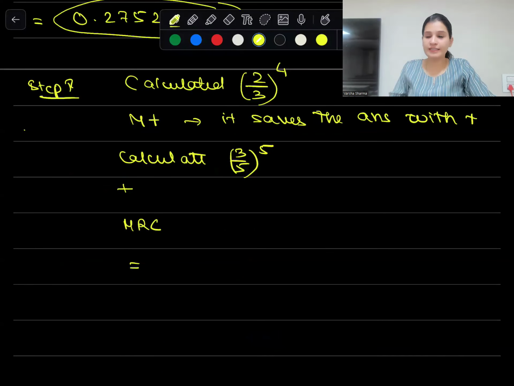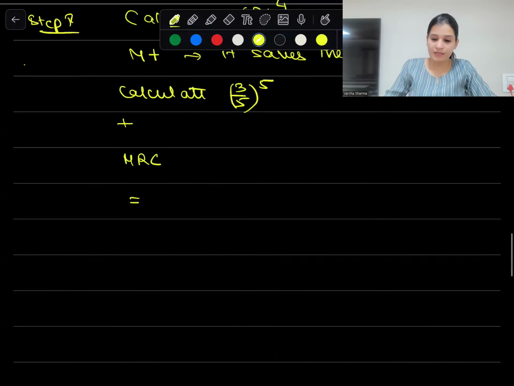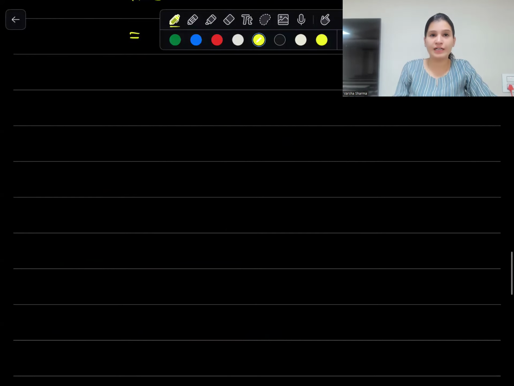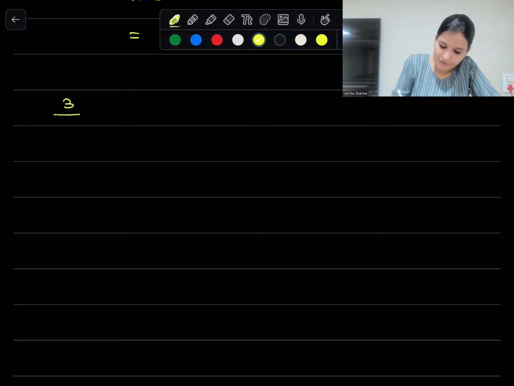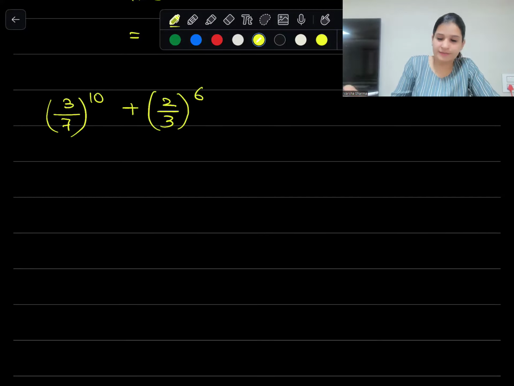Have you all cleaned your calculators? I'll give you the next sum. There should not be any M on your calculator, otherwise you're not going to get the correct result. When you recall it for the second time in another sum, the previous sum's memory will also come with it. Clean your calculator. Can I give you the sum? Yes, ma'am. 3 by 7 raised to the power 10 plus 2 by 3 raised to the power 6.